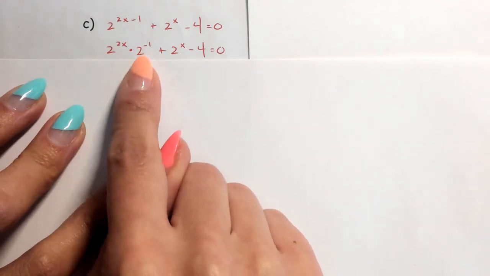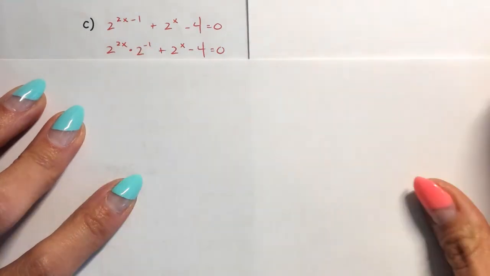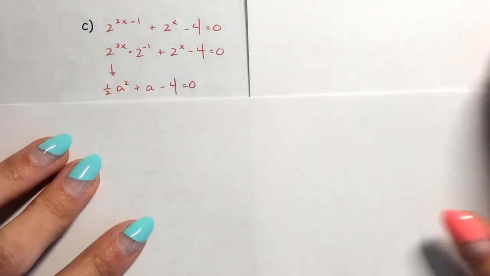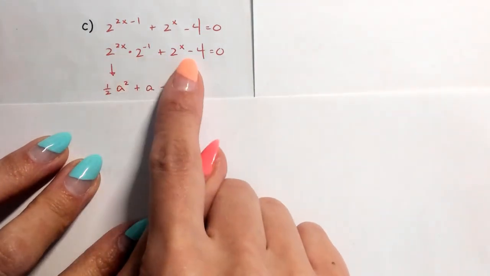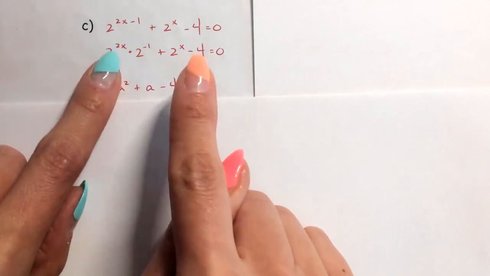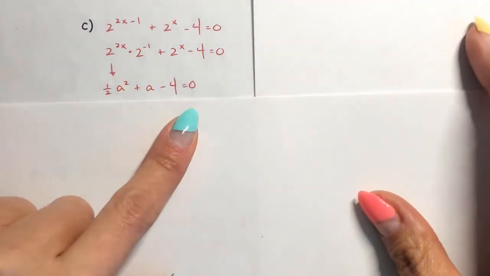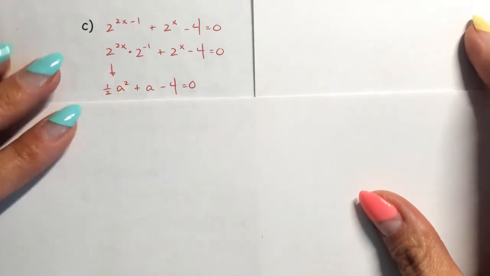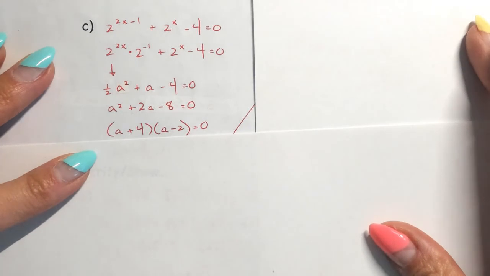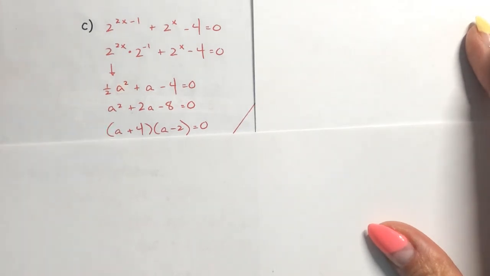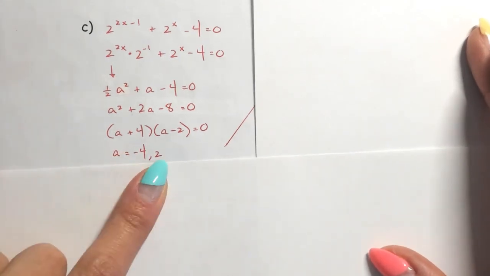What's nice about this is that it can be rewritten. That's a 1/2 in front of my a squared. So here's my 1/2, here's my a squared, here's my a, and then my -4. This one, I would multiply everything by 2 before I factor, and you will always be able to factor. So you factor, solve for -4 and 2, plug it back in.